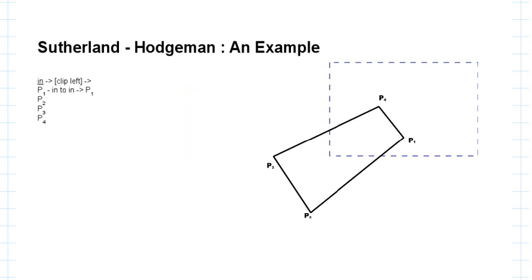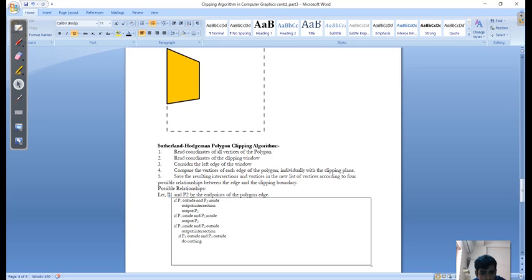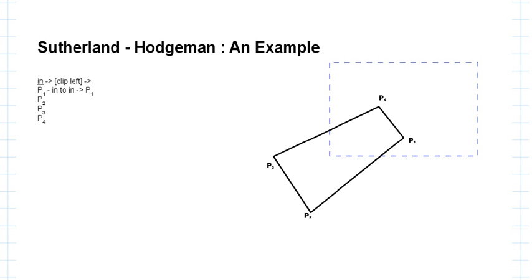Next, let me do this with an example. In this case, P1, P2, P3, P4 is the polygon which you need to clip with respect to this dotted clipping window. And for the time being, let us assume that our direction is from P1 to P2, then from P2 to P3, then from P3 to P4, then from P4 to P1 again. And just for ease of use, let us put all the four conditions in front of our eye. Just put it here.